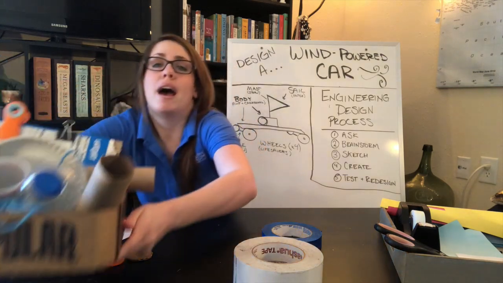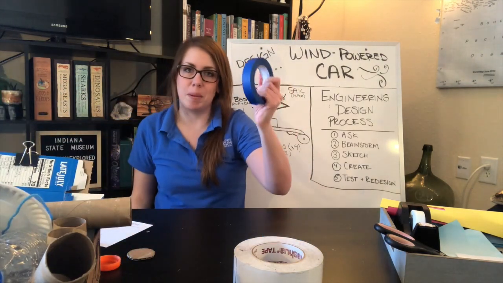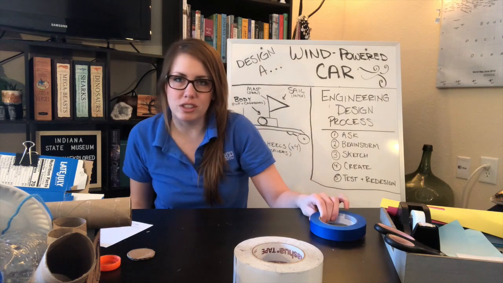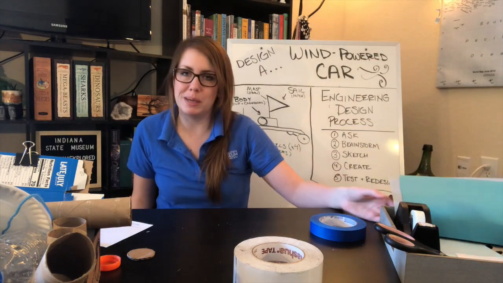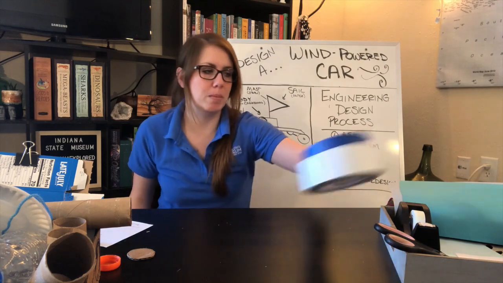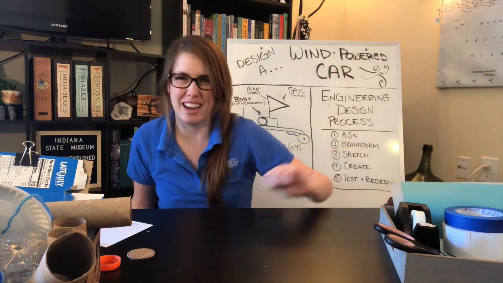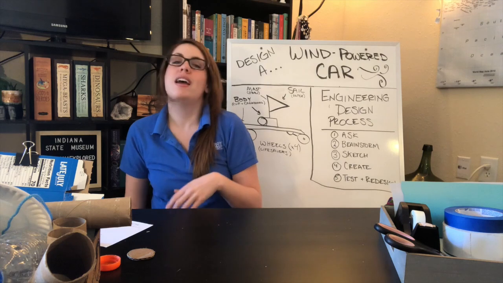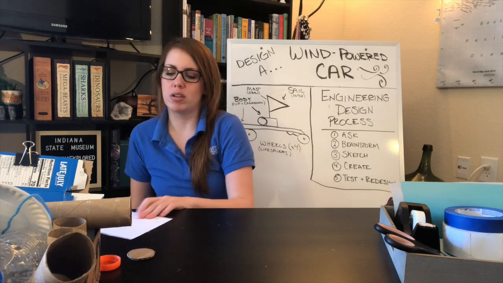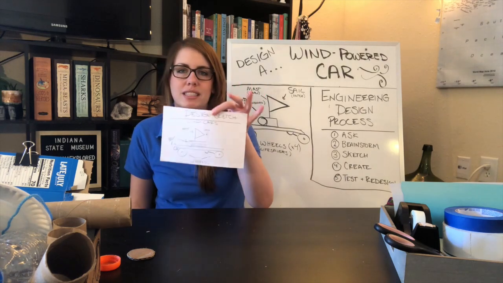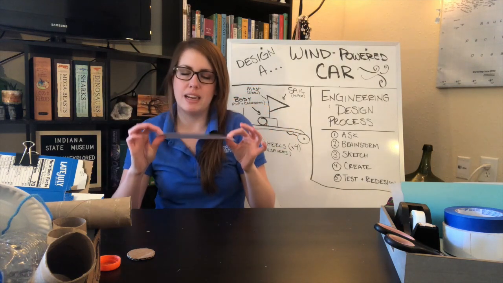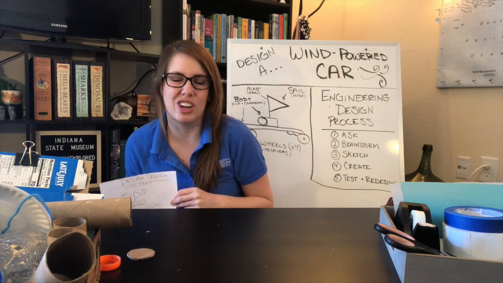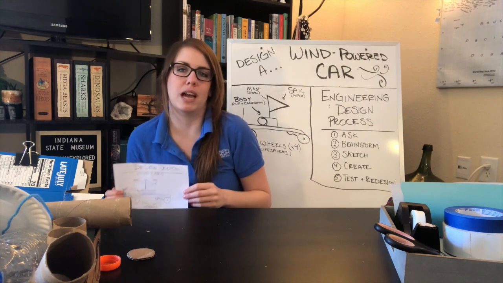I also have supplies to keep it together, like tape. I also have scissors and construction paper. And I always make sure I have a pencil and paper so that I can sketch out my design. That's our next step, we need to sketch out our design. I did that on a little piece of paper just like this. I drew out my design and I labeled my sketch. A good design always has a labeled sketch.